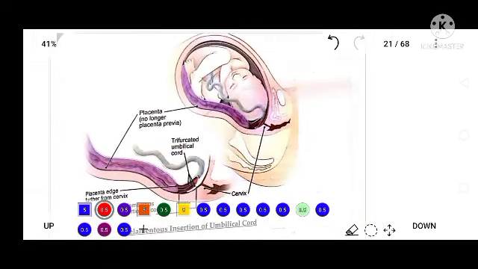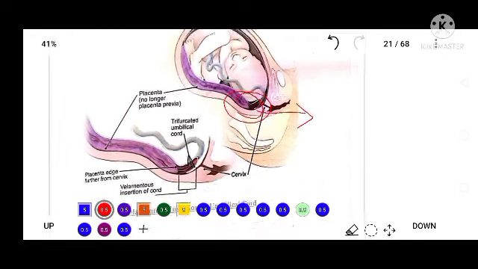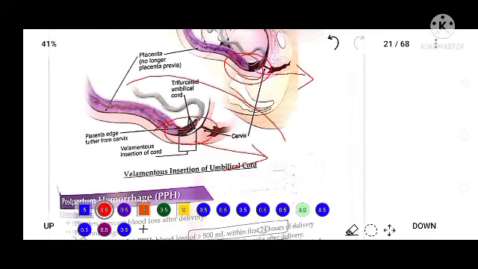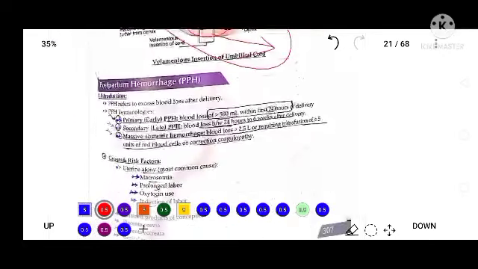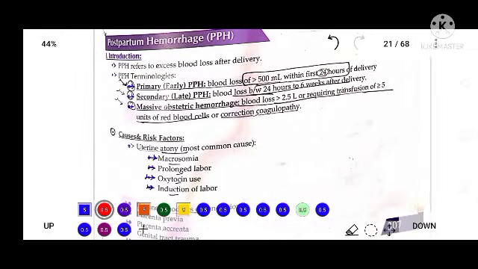Now, as you can see here, the vessels are ruptured and these vessels are bleeding. This blood is from the fetal side. That's why fetal hemorrhage occurs. Those were the causes of antepartum hemorrhage.